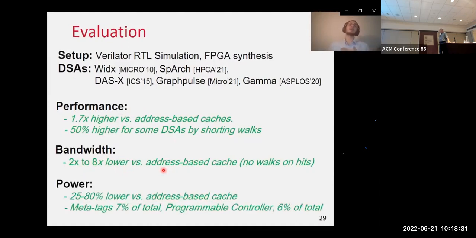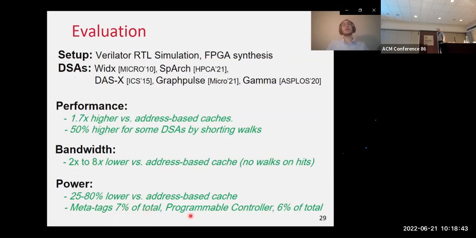And in terms of the power, we use 25 to 80% lower power than an address-based cache, and meta tags only used 7% of the total power usage of Xcache, and the programmable controller only added 6% to the power usage of Xcache.